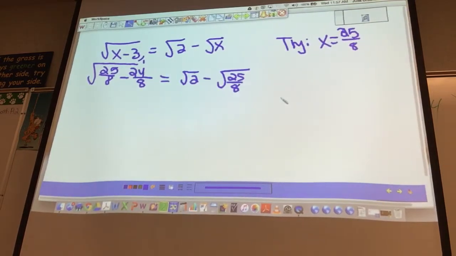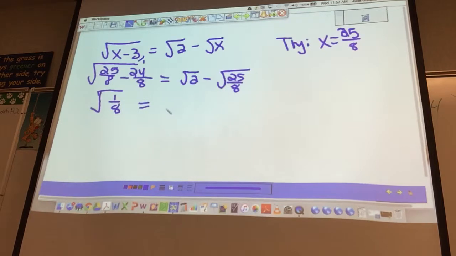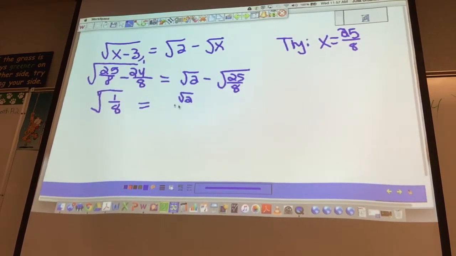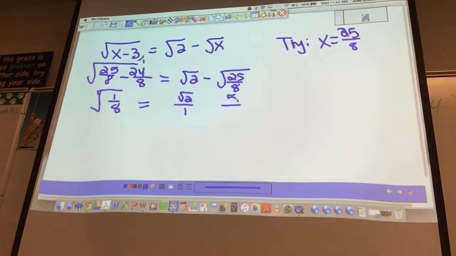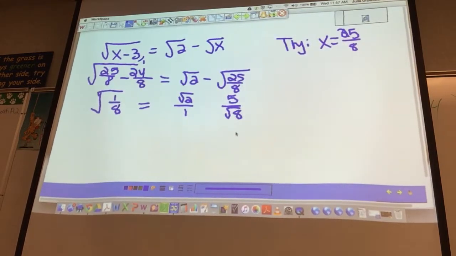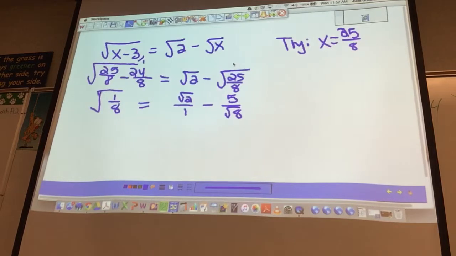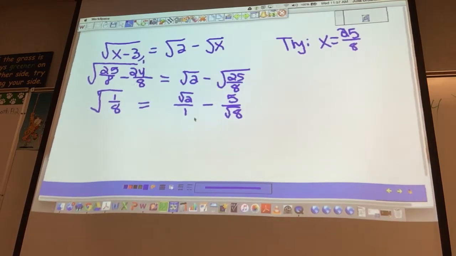Plug it in. This one is the square root of 1 over 8, 25 minus 24. So I'm going to make it radical 2 over 1. And this is 5 over the square root of 8. Okay? Do you see that? I just did the square root of 25. Can you see that? That's 5. But square root of 8, you can't really simplify. We could break it down, but there's no need when you're checking. We're just seeing if they're equal.